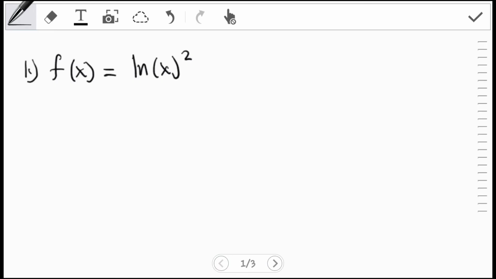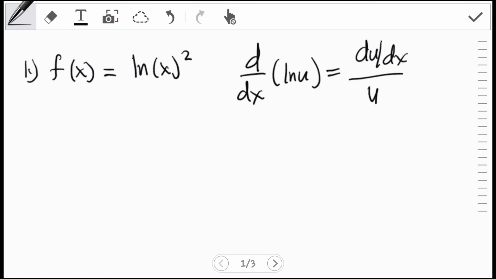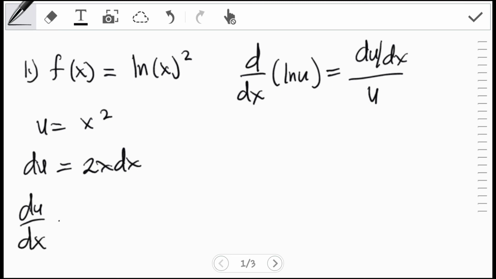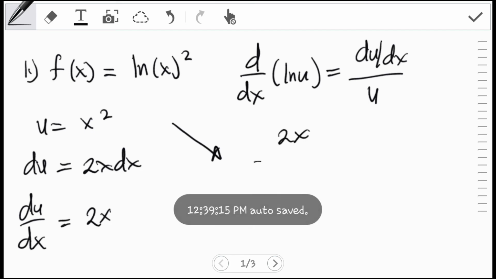What is the first derivative of f of x equals ln of x squared? We use this formula: d over dx of ln u equals du over dx over u, where u is x squared and du over dx is 2x. So it is 2x over x squared.